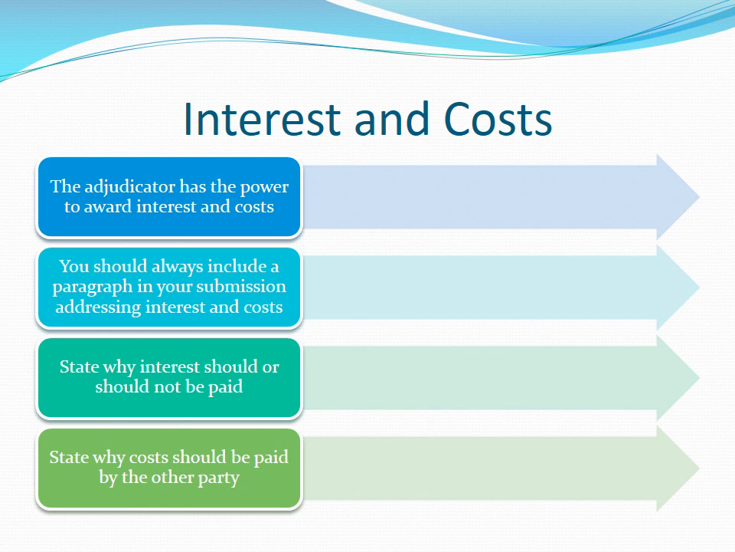If a matter goes to adjudication, there are some additional matters that need to be addressed which are not part of the payment claim or schedule. Interest and costs of the adjudication are two of these matters.